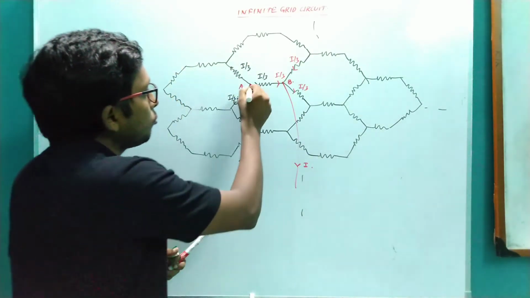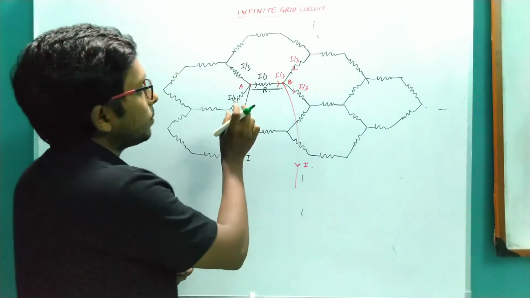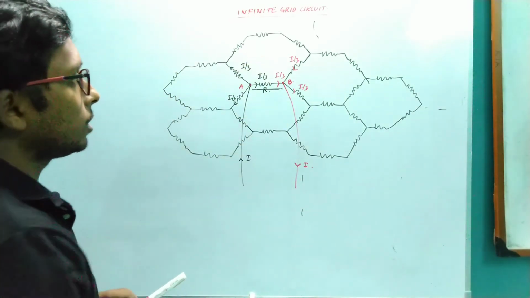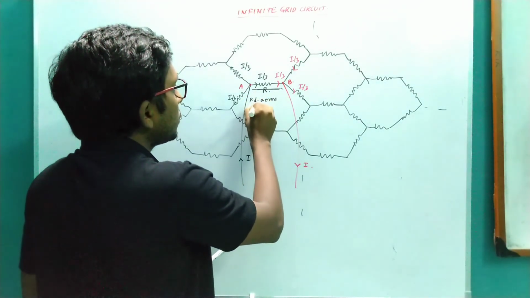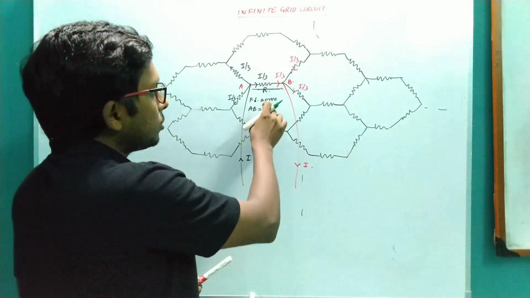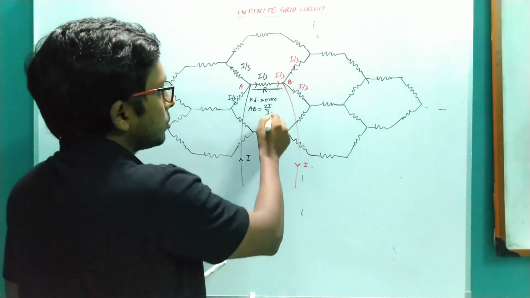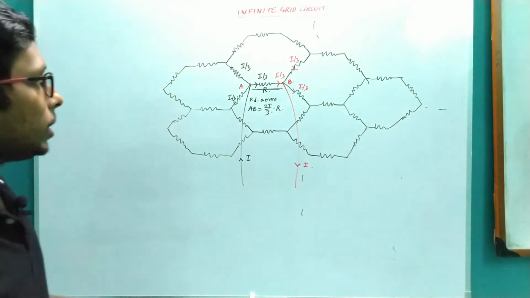So now if you look at A and B, you can see that through the resistance R, the current passing is equal to 2I by 3. So the potential drop across AB is equal to 2I by 3 multiplied by R. How did I get 2I by 3? This I by 3 plus I by 3. It's the potential drop across AB.